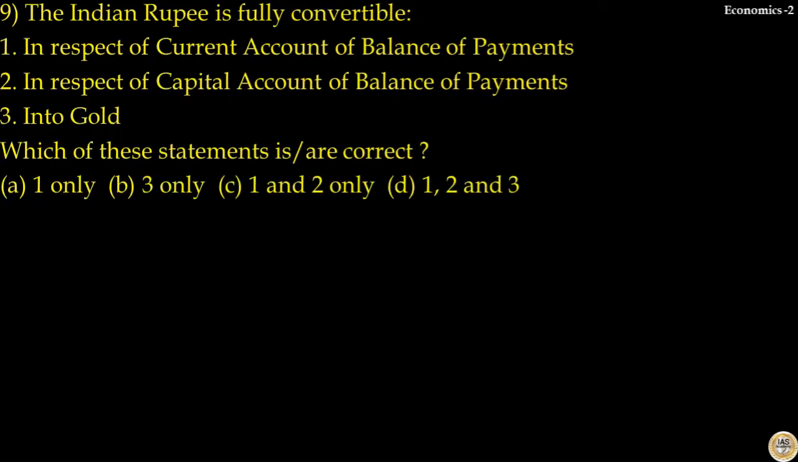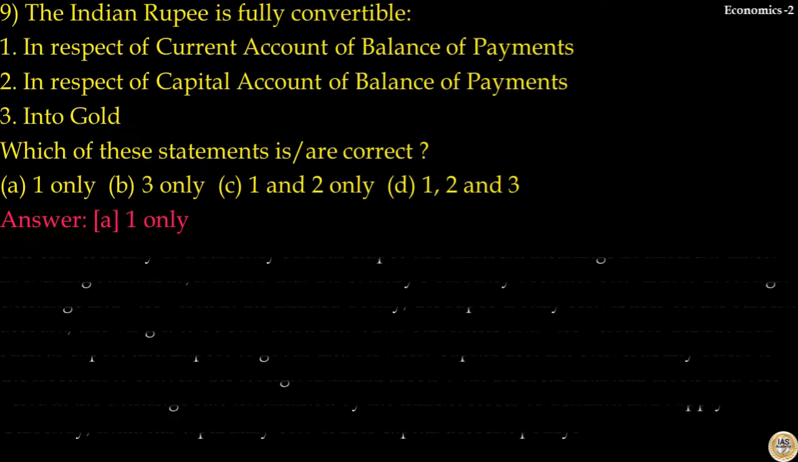Question number 9. The Indian Rupee is fully convertible. Option 1, in respect of current account balance of payments. Option 2, in respect of capital account of balance of payments. Option 3, into gold. Which of these statements is or are correct? Here the answer to this question is option A, 1 only.